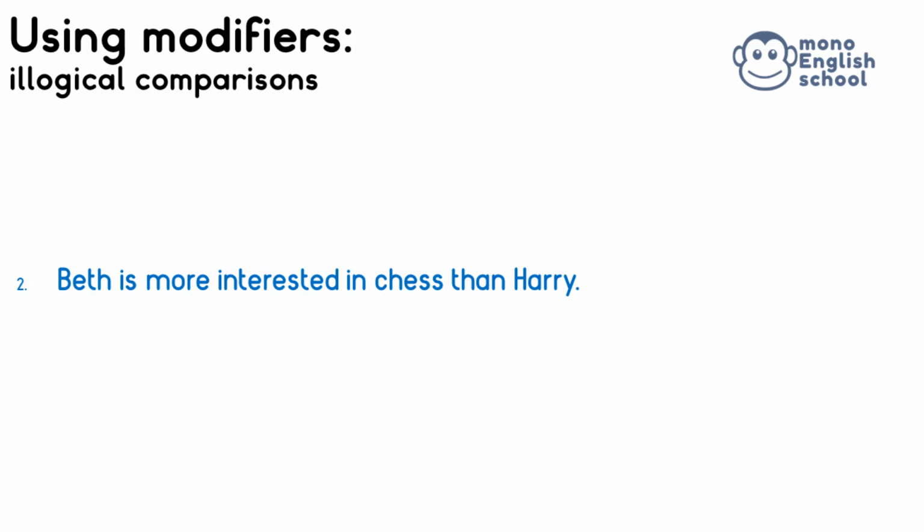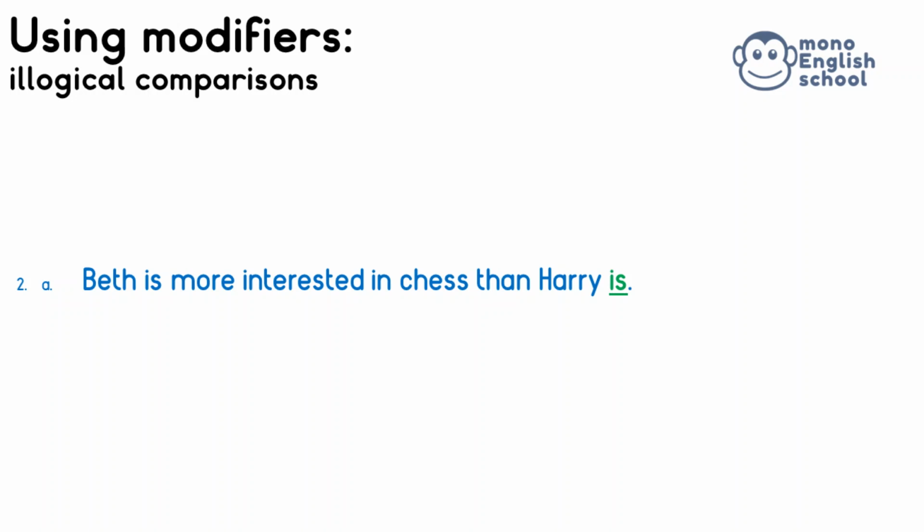Now we can move on to our second example of an illogical comparison. Beth is more interested in chess than Harry. The problem here is with clarity. The sentence is open to two different interpretations. This means that there are two options to correct the sentence to make the intended meaning clear.